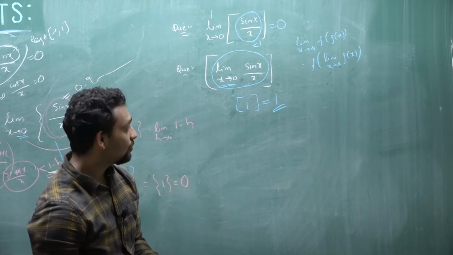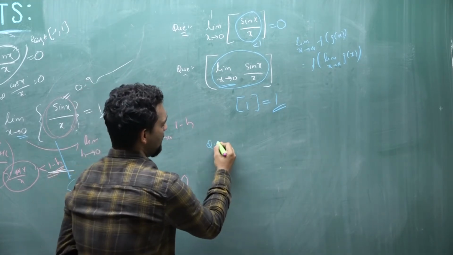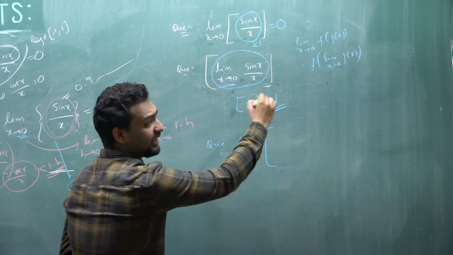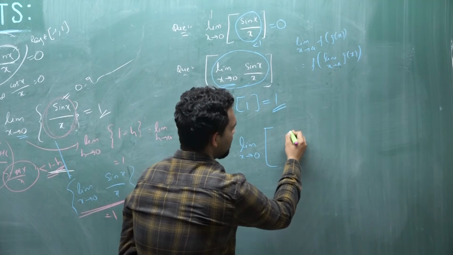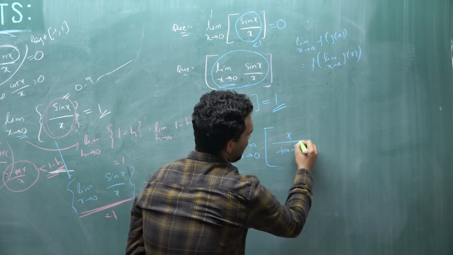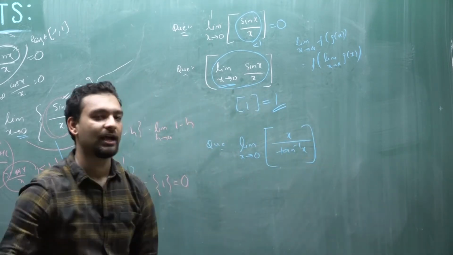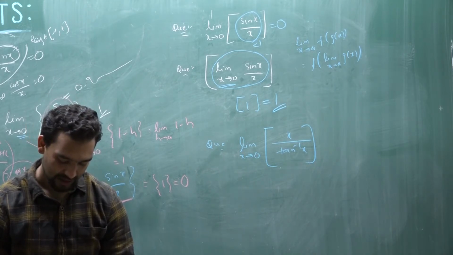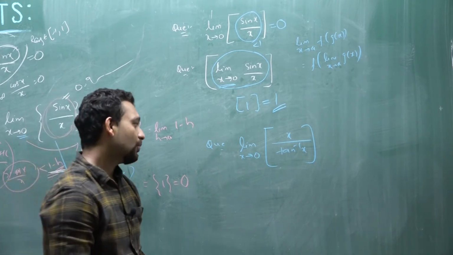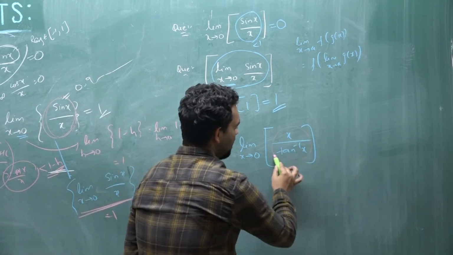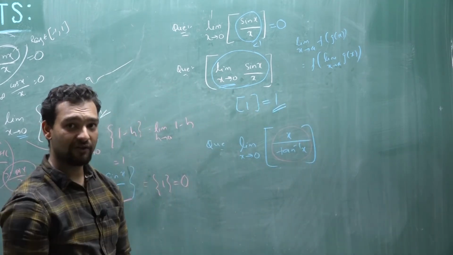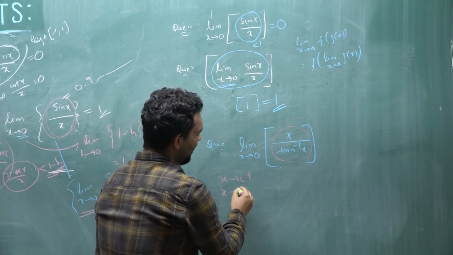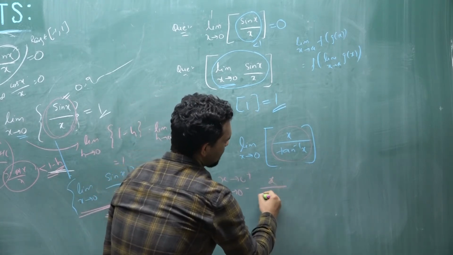Clear? So, what will be the limit x tending to 0, greatest integer of x upon tan inverse of x? Limit x tending to 0, x upon tan inverse of x. So what we have is x upon tan inverse of x. Near about 0, whether x tends to 0 plus or x tends to 0 minus, x upon tan inverse x.